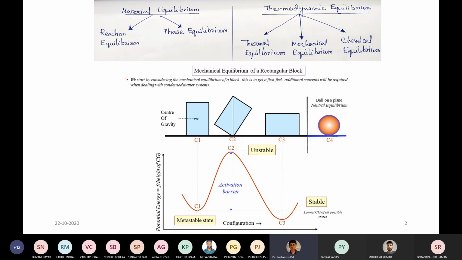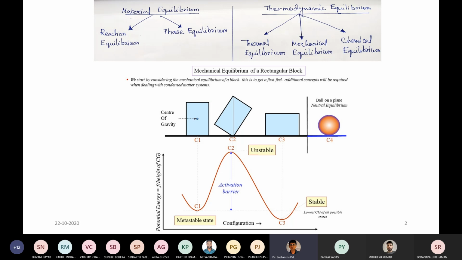So the lowest center of gravity among all the possible states is the stable state, which is the C3 configuration, and C2 is the most unstable condition, because the center of gravity is at a greater height and is also not in the proper location. And if you see C1, it is metastable, because the lowest center of gravity height is not there, it is at a greater height, but still it can be stable for a few minutes if you do not disturb that particular block.